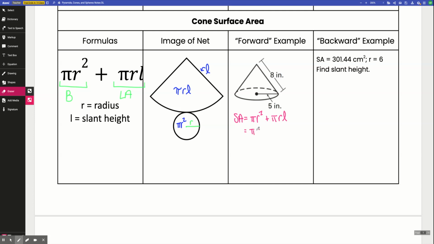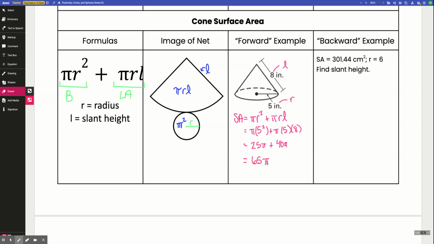Okay, so for this problem, my radius is 5 and my slant height is 8. So I have pi times 5 squared plus pi times 5 times 8. I'm going to go ahead and deal with the numbers part of this. So 5 squared is 25, so I have 25 pi plus 5 times 8 is 40, so this is 40 pi. And then I'm going to add those two together, so I end up with 65 pi.